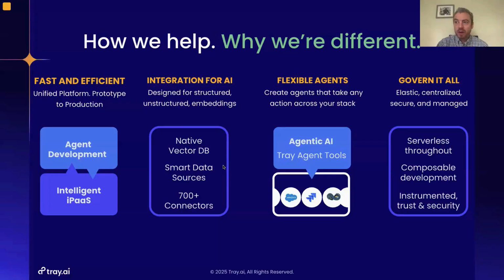I think we have a unified platform, right? So we have the agent development combined with the AI ready intelligent iPaaS, and we have built native functionality specifically for AI. So native vector databases, smart data sources, for anybody that's been following our webinars throughout the year, with our release of smart data sources earlier in the year with over 700 plus connectors. We really have the ability to have a breadth of integrations right across the enterprise. And then with the release of Merlin Agent Builder, being able to create agents with a lot of agentic AI tools, and being able to govern that all with that secure fundamental iPaaS underneath it all.